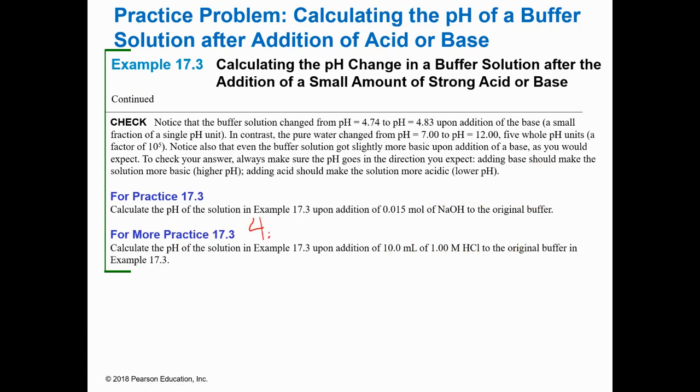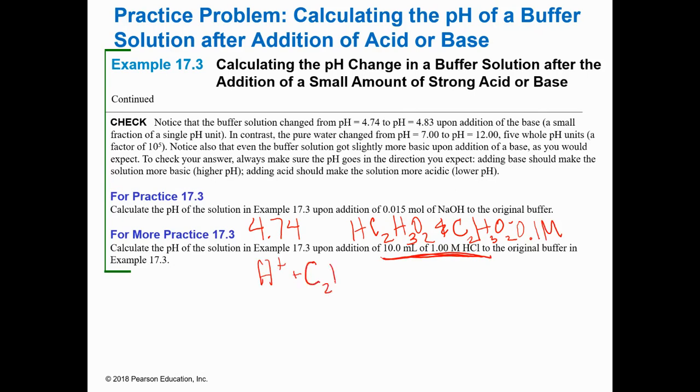Okay, so we've still got our pKa at 4.74. I still have HC2H3O2 and C2H3O2 minus, both at 0.1 molar. All right, so now we're starting with HCl. So our HCl is a strong acid, plus that makes HC2H3O2, not minus. Okay, so I've got none.